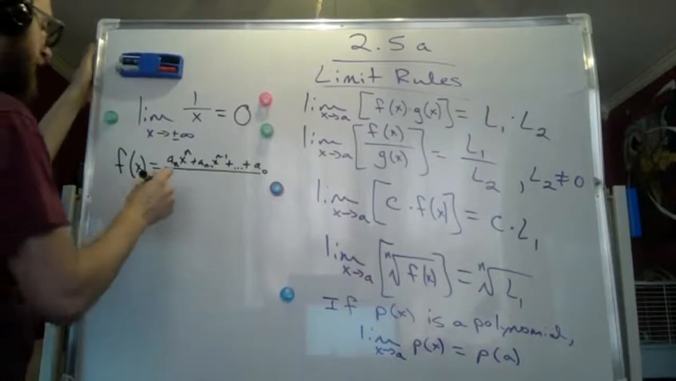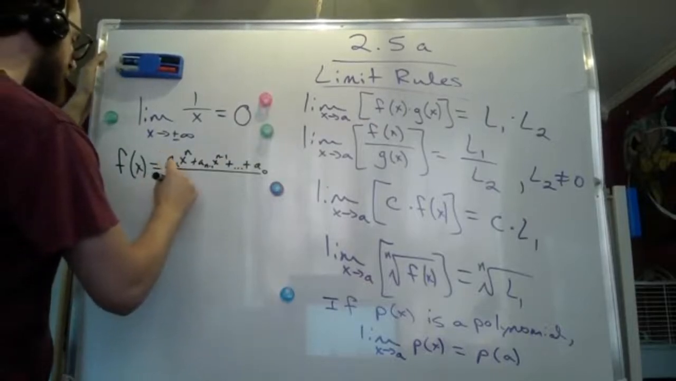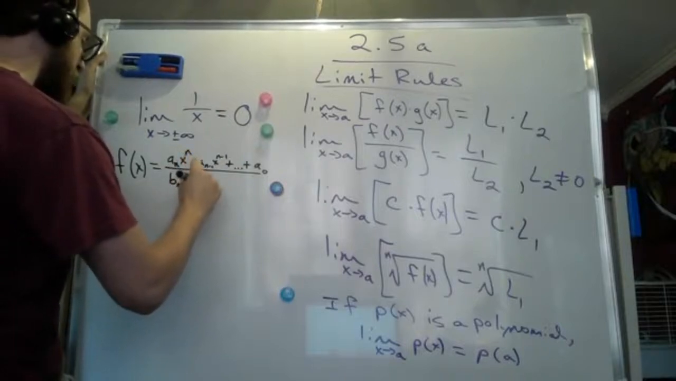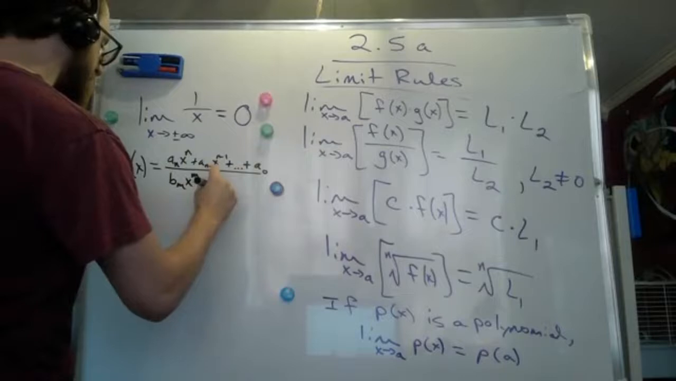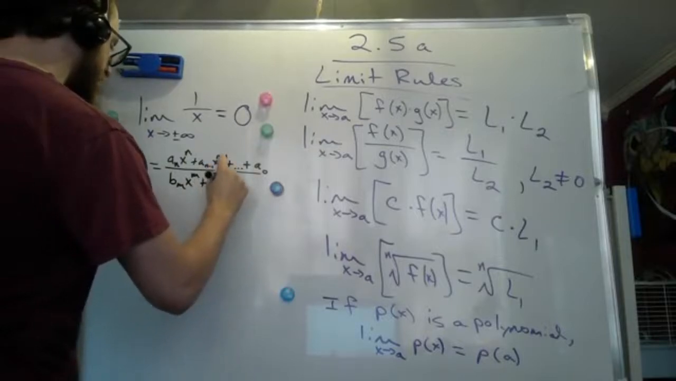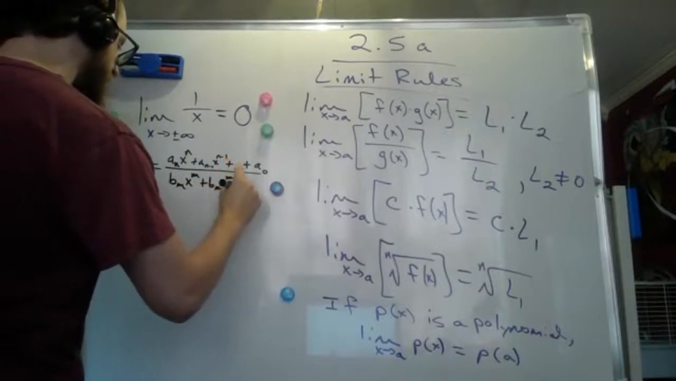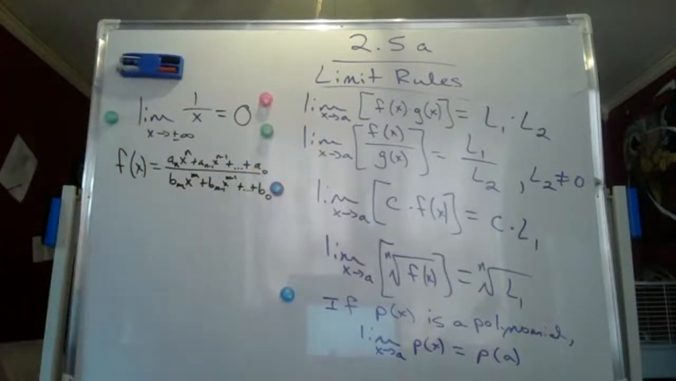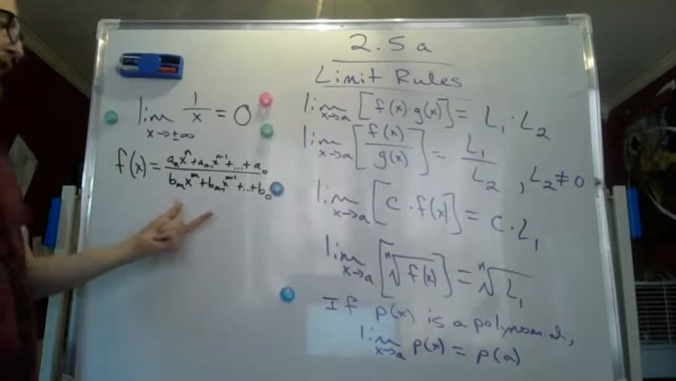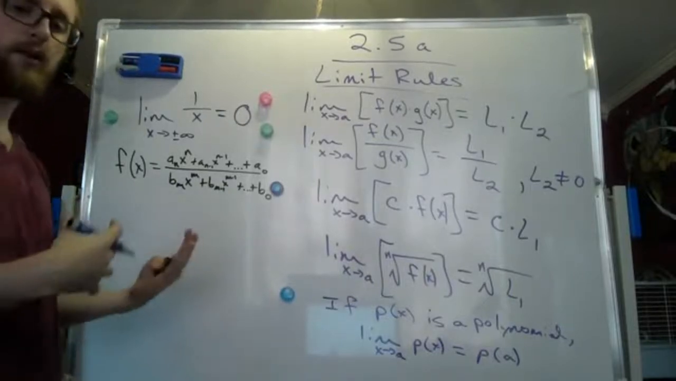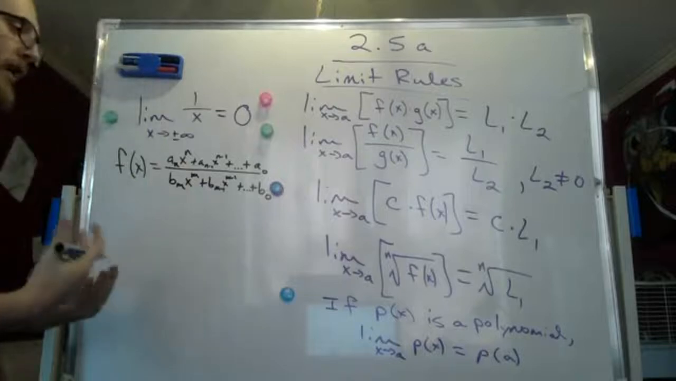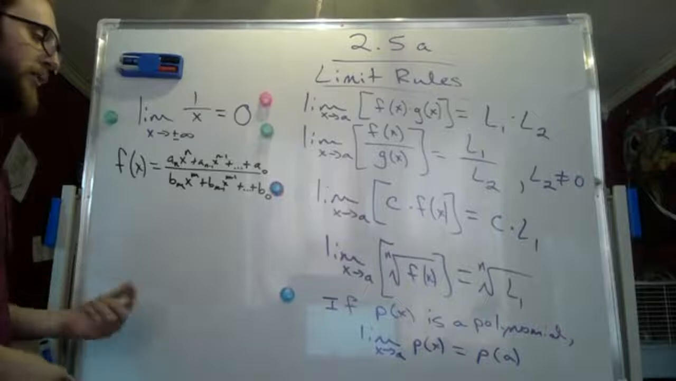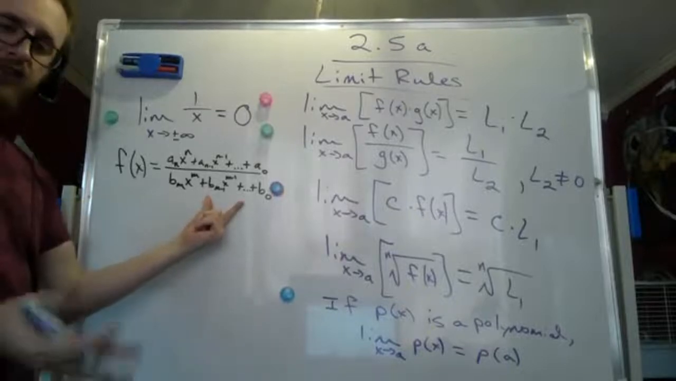We can do the same thing on the bottom. Let's say we have b sub m x to the mth power plus b sub m minus 1 times x to the m minus 1 plus, that can go on for a while, b sub 0. What is the point of this? Well, writing a function like this is one way of abstractly writing a polynomial divided by a polynomial.